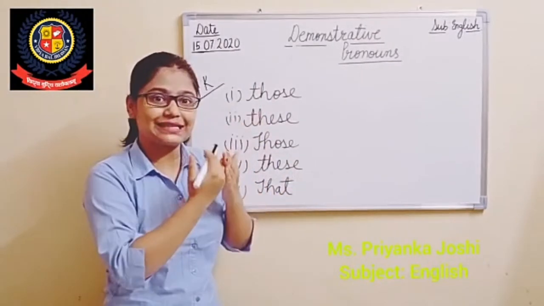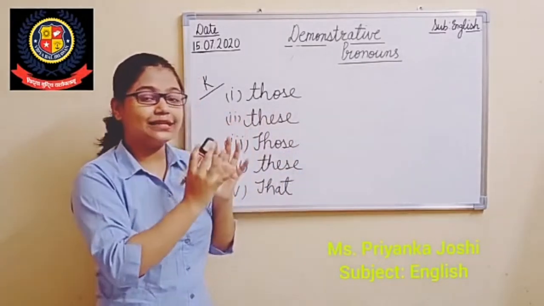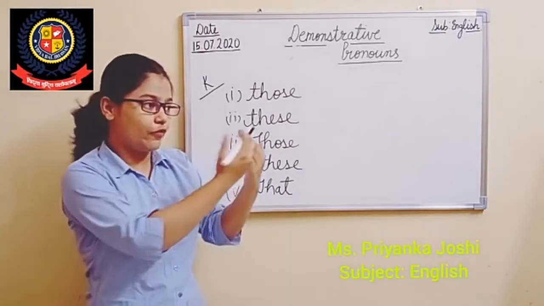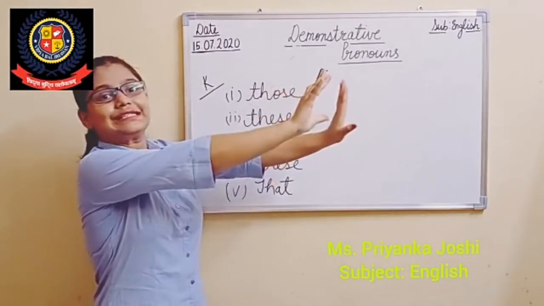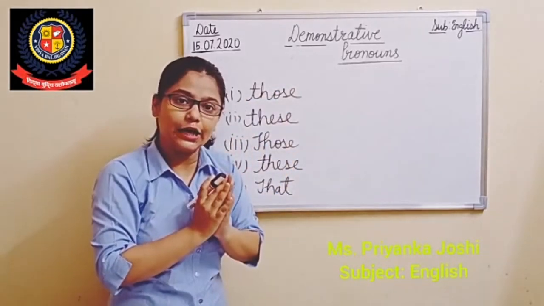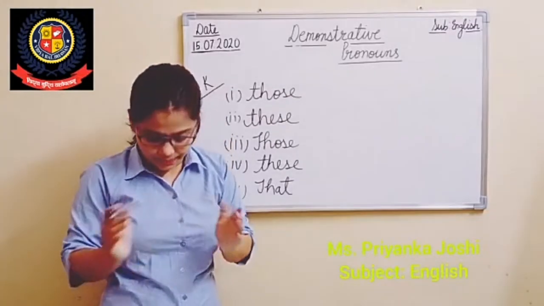In Hindi, paas ke liye this, door ke liye that, right? Zyada cheezein hain. If we are talking about plural, then we use these for the nearby things, and for the distant things in plural we use those. Is it clear? Now come to exercise number L.